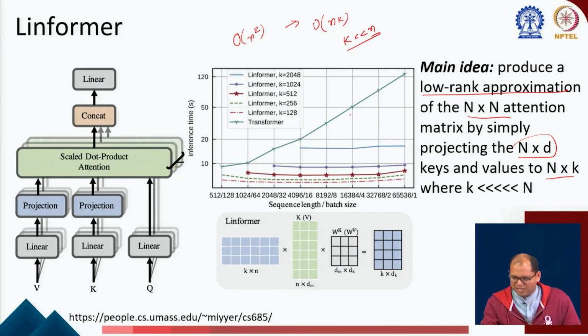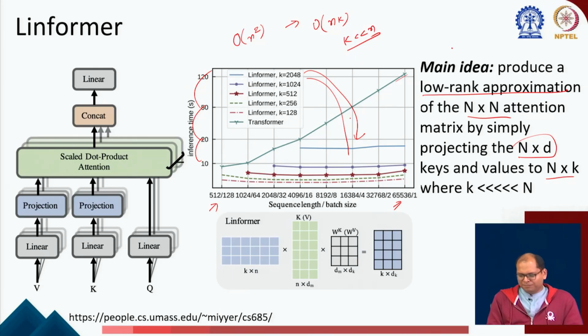So this is your transformer model. As you increase your sequence length from 512 to 65,000, the inference time is increasing, and it is not a linear scale, it increases as a square. But on the other hand, for all the Linformer variants for a particular k, you see this remains nearly constant with sequence length. It does not increase so much. It is increasing, but not so much, whereas it is increasing in the transformer architecture.